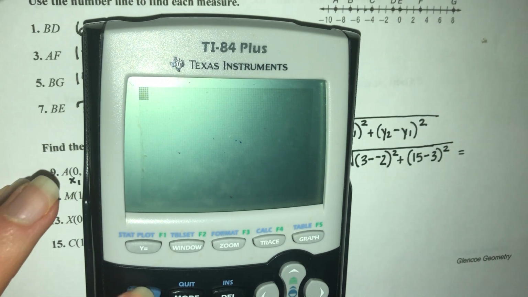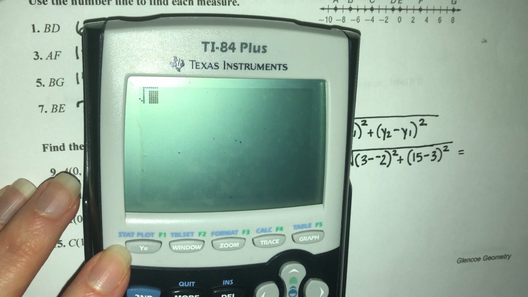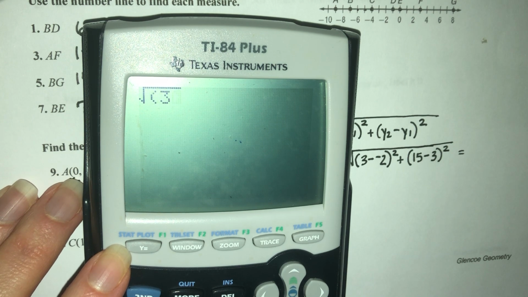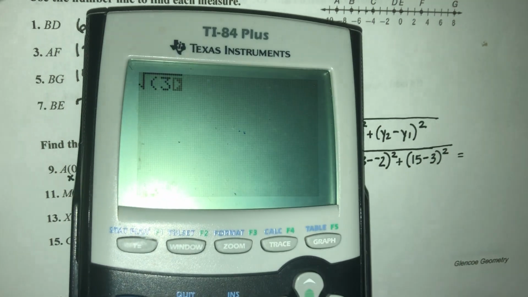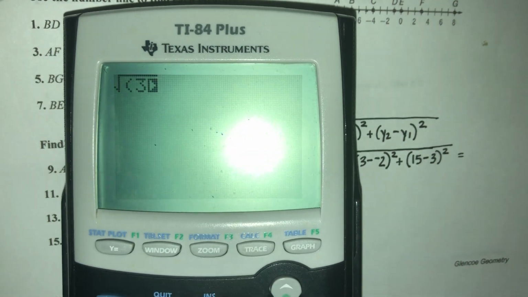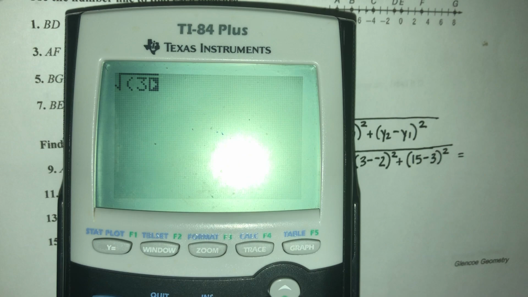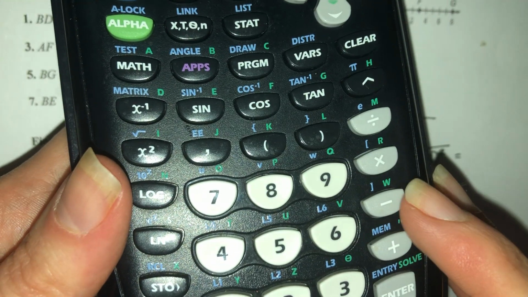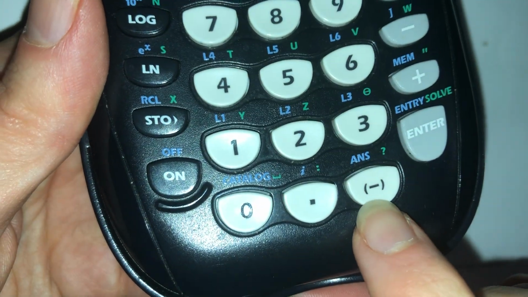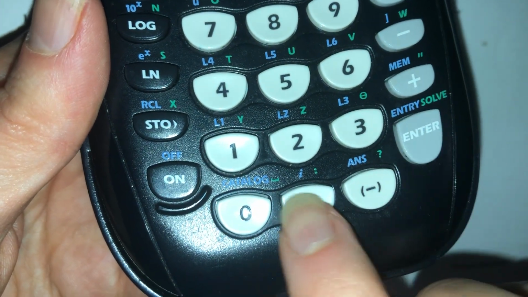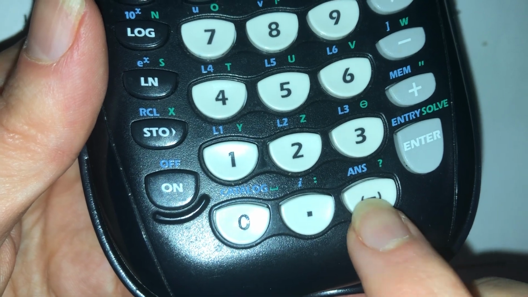Clear, square root, parentheses, 3. Now I want you to notice this is minus negative 2. Your calculator has a different button for minus and negative. So minus goes between two numbers, negative just is in front of a number. So we've got the minus is on the right with the plus, and then the negative is down at the bottom next to the enter button or next to the decimal button in parentheses.